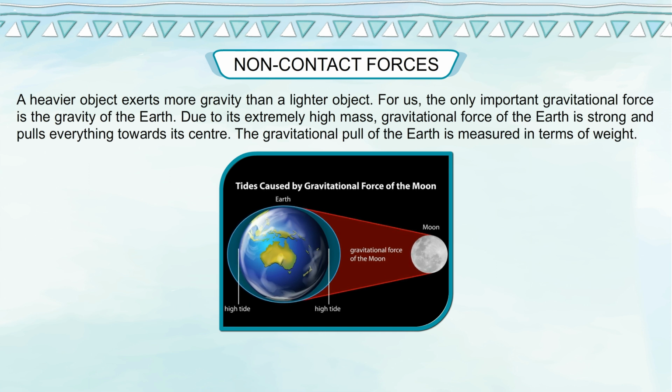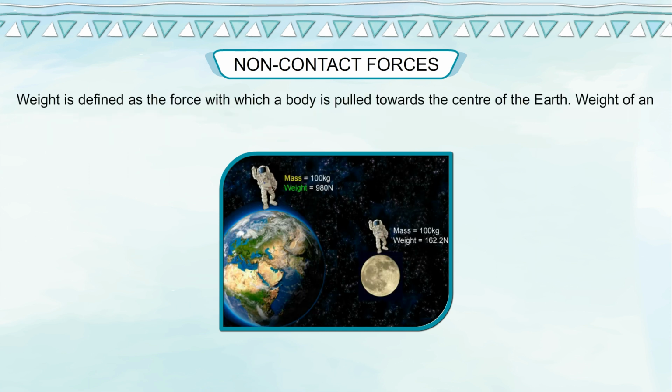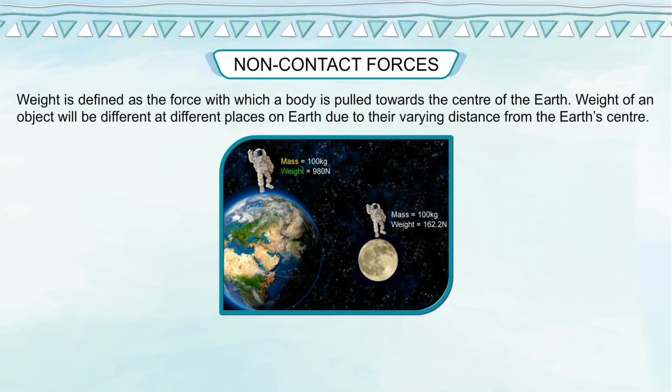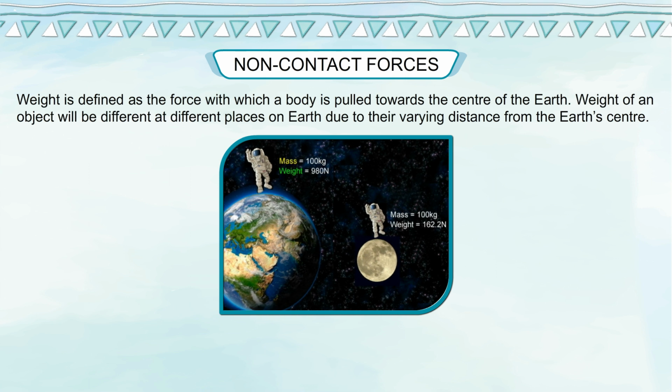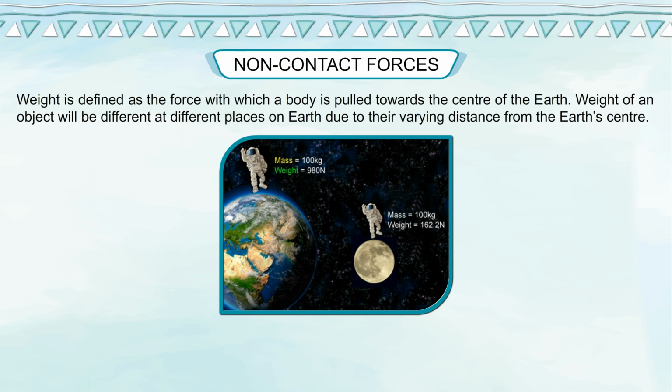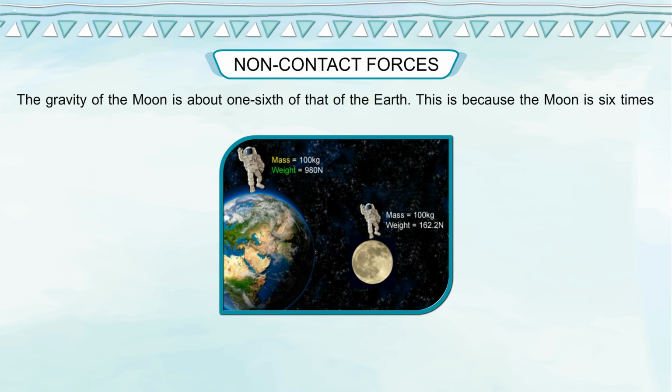The gravitational pull of the Earth is measured in terms of weight. Weight is defined as the force with which a body is pulled towards the center of the Earth. Weight of an object will be different at different places on Earth due to their varying distance from the Earth's center. The gravity of the Moon is about 1/6 of that of the Earth.